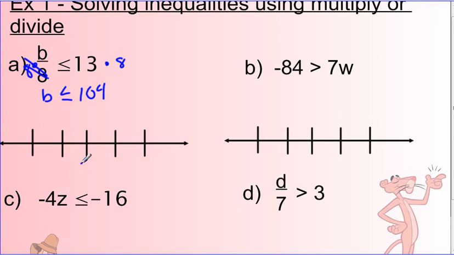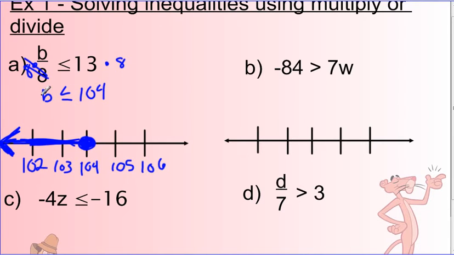So our 104 goes in the middle, getting bigger, getting bigger, getting smaller, getting smaller. We need a solid dot at 104 because we have the or equal to line, and we are going to shade to the left. b is less than 104. This way is less than, or using the arrowhead trick, because the variable's on the correct side, it looks like an arrowhead pointing that way. So you shade that way.